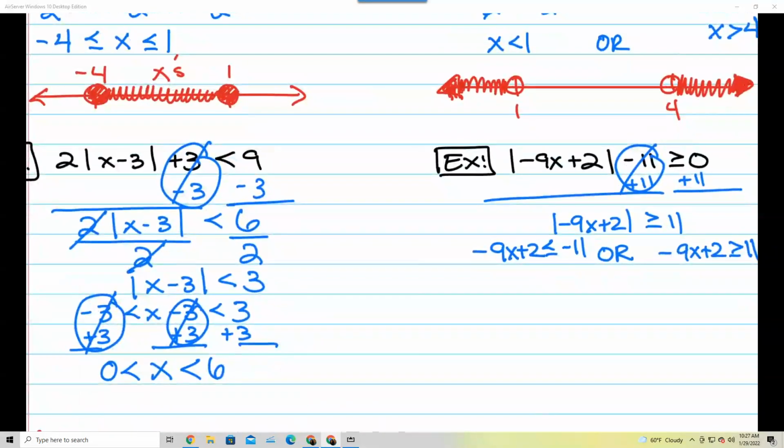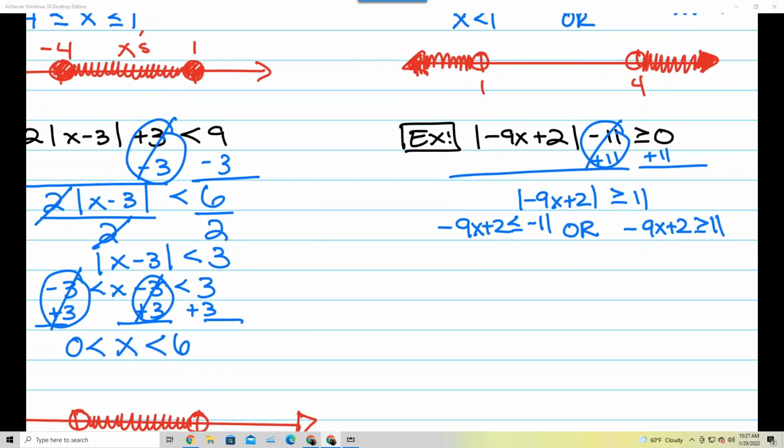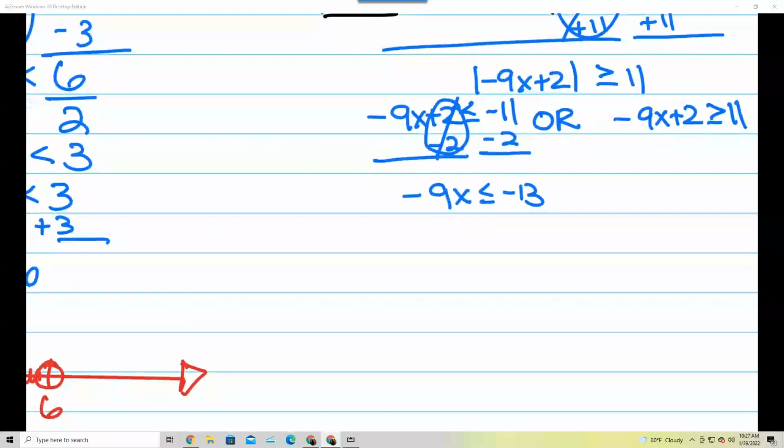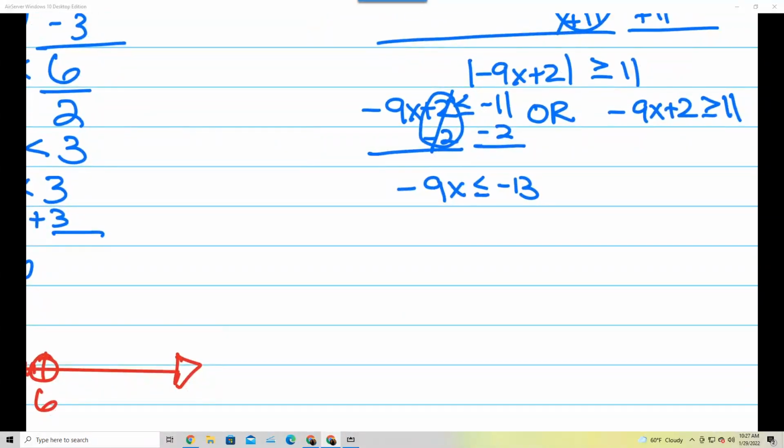Now that I have this, I'm going to go ahead and solve for it. So I'm going to subtract 2 from each side. This is going to cancel. I'm left with negative 9x is less than or equal to negative 13. The next thing I'm going to do is divide both sides by negative 9. These are going to cancel, and what I'm left with is x is less than or equal to.